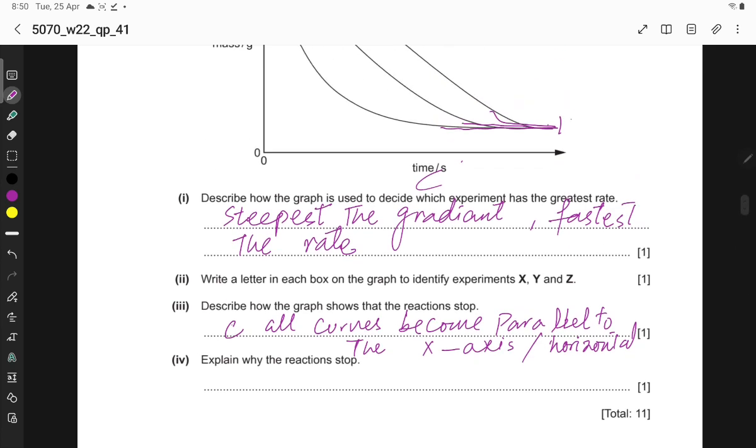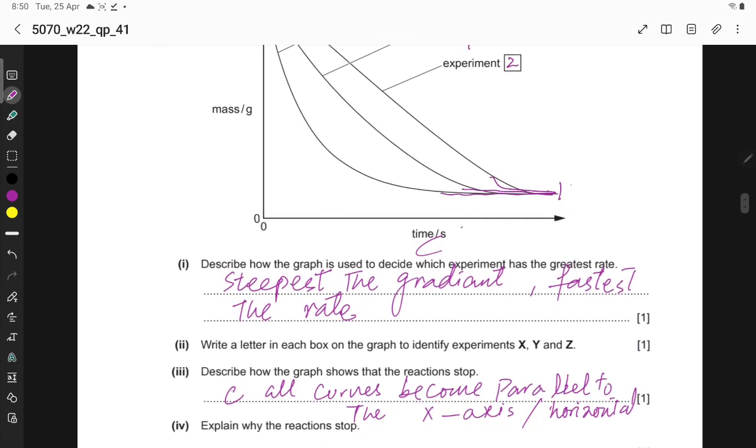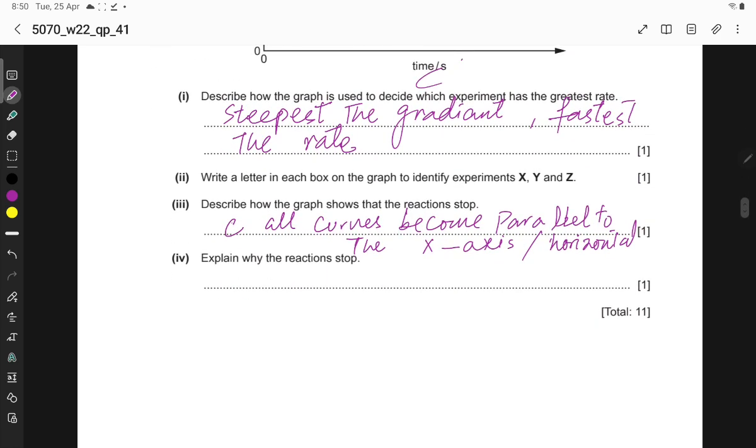Explain why the reaction stops. Because hydrochloric acid is in excess amount, calcium carbonate is the limiting reactant, so all the calcium carbonate is used up.